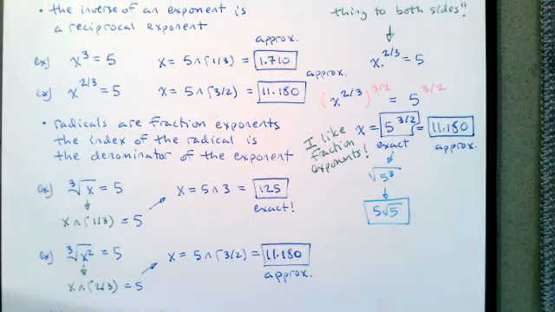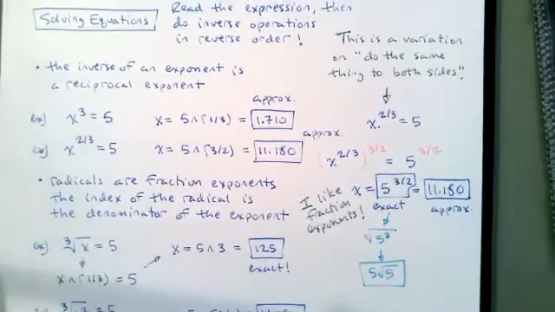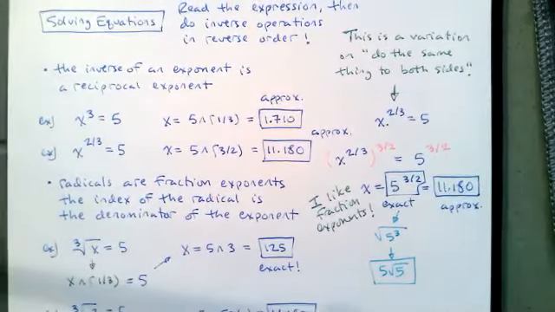Anyway, what are we talking about? Oh yes, we're talking about solving equations. We're going to read the expression, then do inverse operations in reverse order. The inverse of an exponent is a reciprocal exponent. Radicals are fraction exponents. The index of the radical is the denominator of the exponent. Any questions? Comments? Snide remarks?